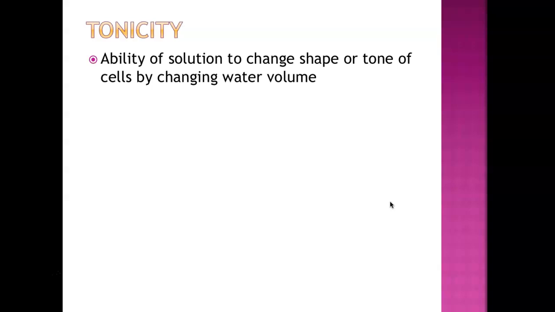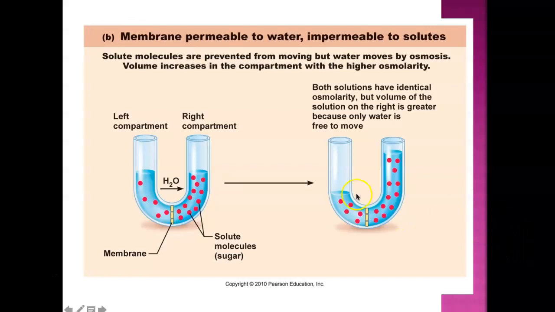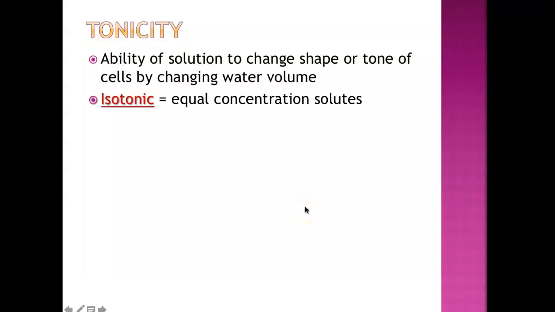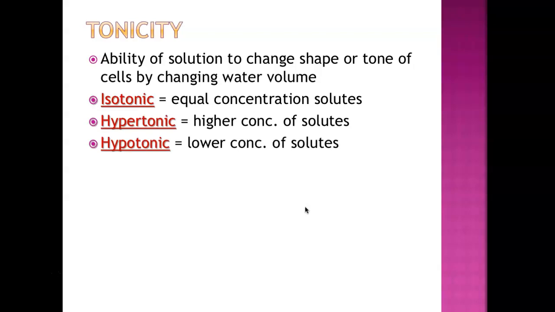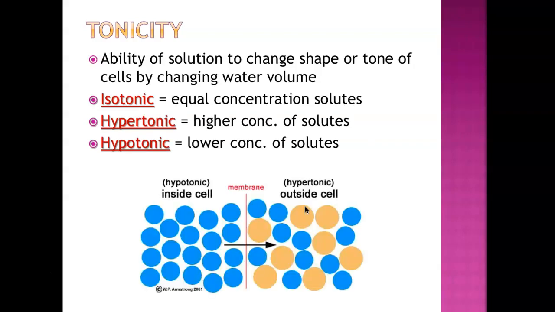And so let's talk about tonicity, the ability of a solution to change shape or tone by changing water volume. So right here is a change in tonicity. It's a change in water volume on either side in order to achieve a balance. Okay, we have three types of tonicity: isotonic, hypertonic, and hypotonic. All right, and so I want to talk a little bit about each one of those.